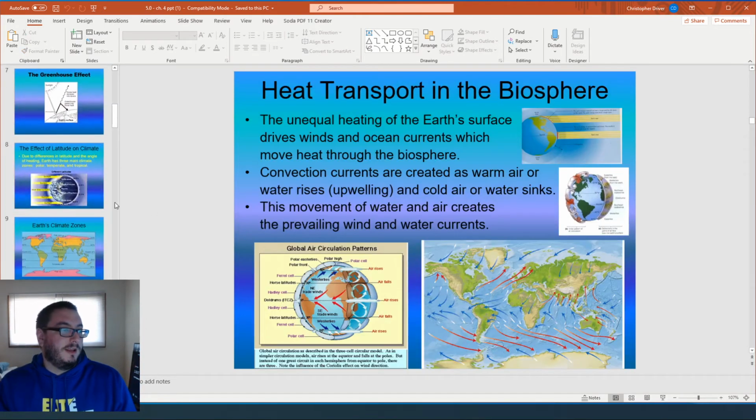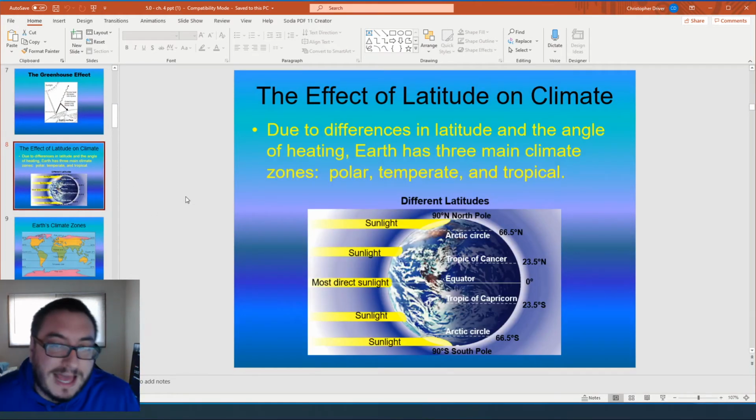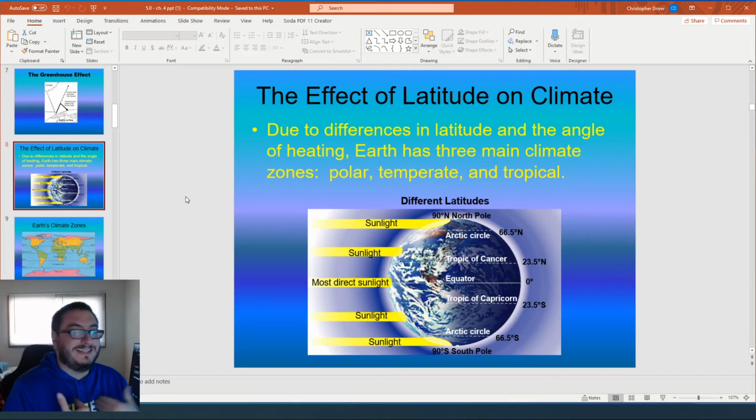Moving on. Sorry. The effect of latitude on climate. So here's the big one: how far north or south you are. Due to differences in latitude and the angle of heating, Earth has three main climate zones. Polar, which is the North and South Pole, temperate, and tropical. So we live in temperate.